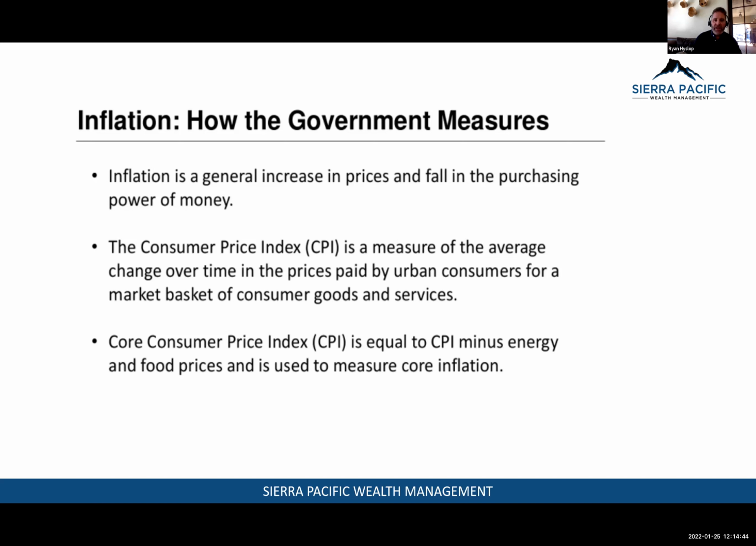A term you may hear if you're watching CNBC or even the news is consumer price index. That's simply a measure of the average change over time in the prices paid by urban consumers for a market basket of consumer goods and services. So this is a basket that they put together that has all these different things. And then you have core consumer price index. It's equal to CPI minus energy and food prices. So they strip out those two very volatile inputs and use it to measure what they call core inflation.